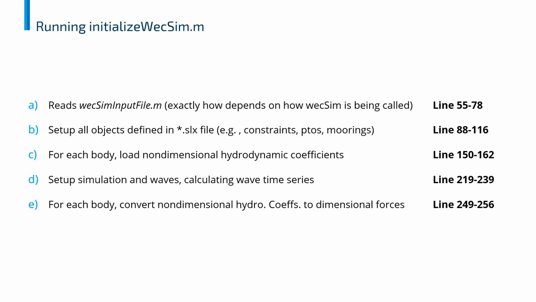Running the initializeWecSim script results in the following steps. The first is reading the WEC-Sim input file. Next, based on the parameters read from the WEC-Sim input file, it sets up all of the objects and body blocks defined in the Simulink .slx file, which includes bodies, constraints, PTOs, moorings, etc. For each hydrodynamic body, it will then load the non-dimensional hydrodynamic coefficients. It will then set up the simulation and waves class to calculate the corresponding wave time series. For each of the hydrodynamic bodies, it will then convert the non-dimensional hydrodynamic coefficients to dimensional forces.